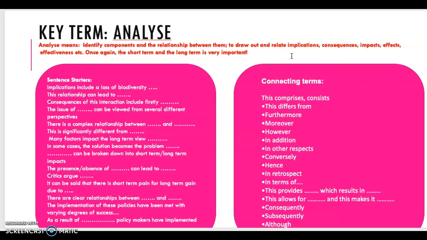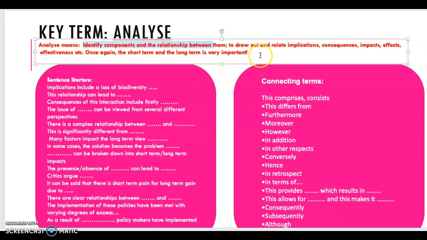Now, analyse is quite a good key term to do for this topic because you're already doing the first part by default. When we talk about biophysical interactions, we're talking about each sphere, that's the components, but the relationship between them is as soon as we start talking about the word interactions. So as soon as we say how one sphere interacts with another, we have done the first part.